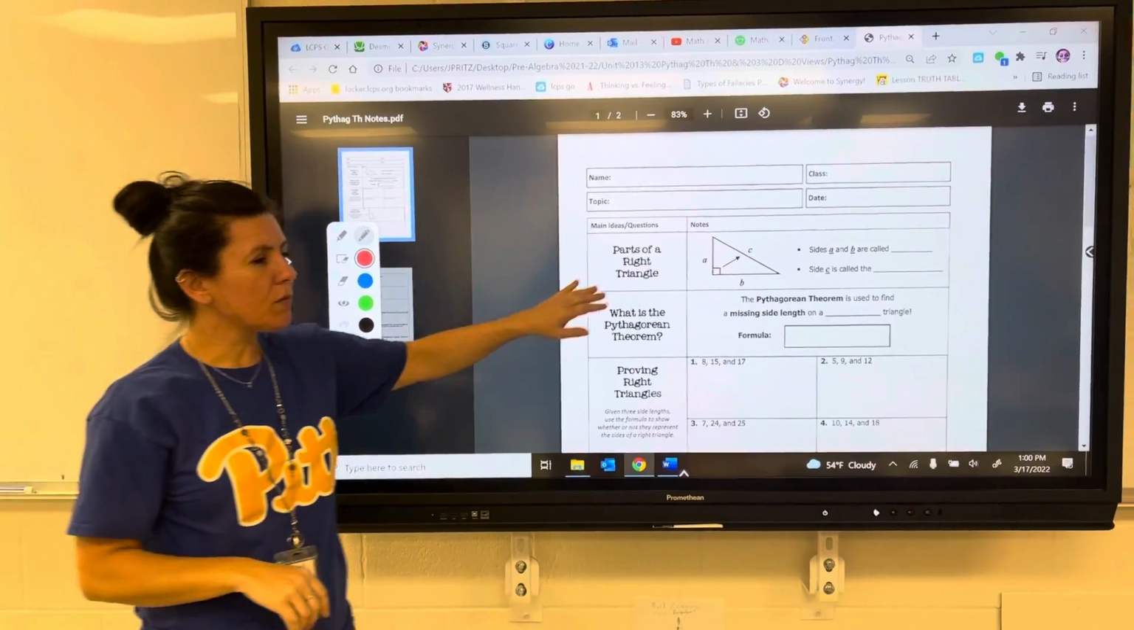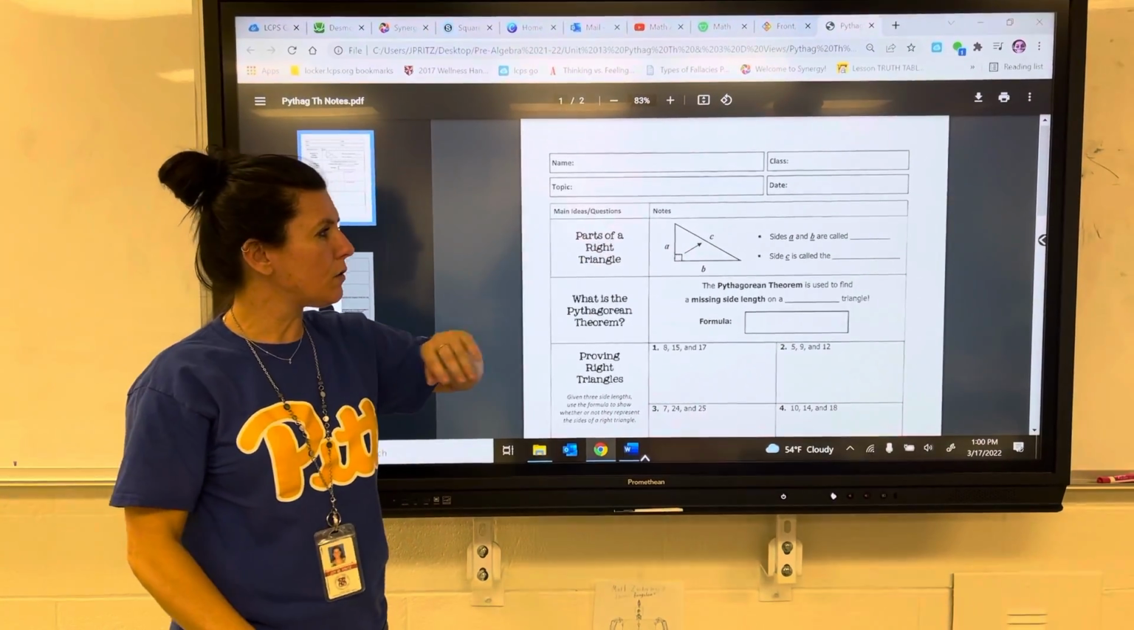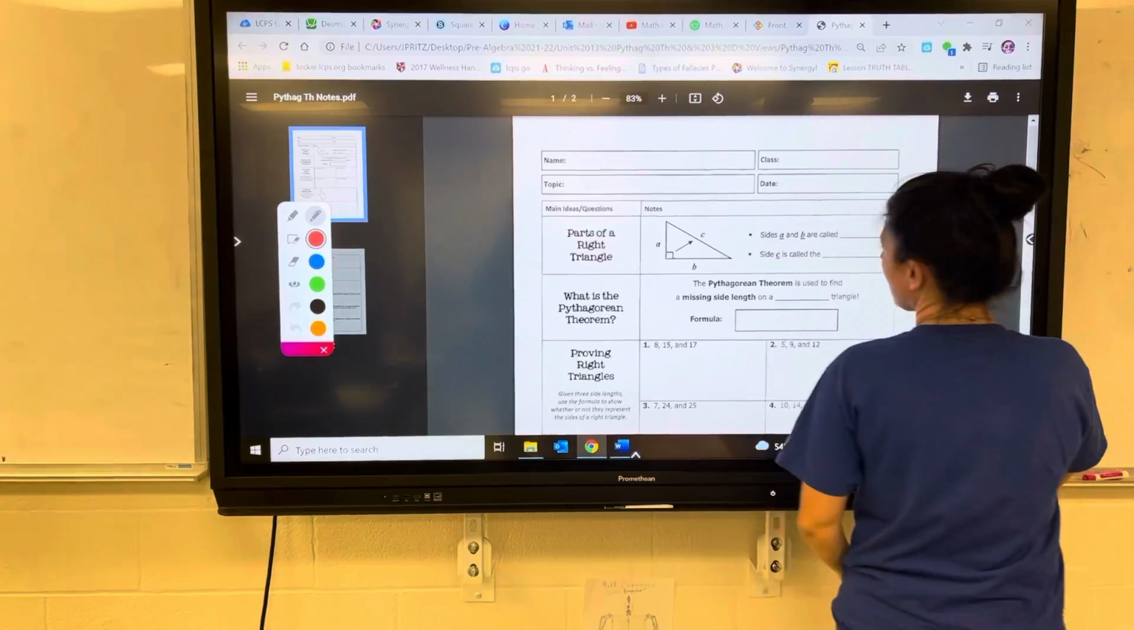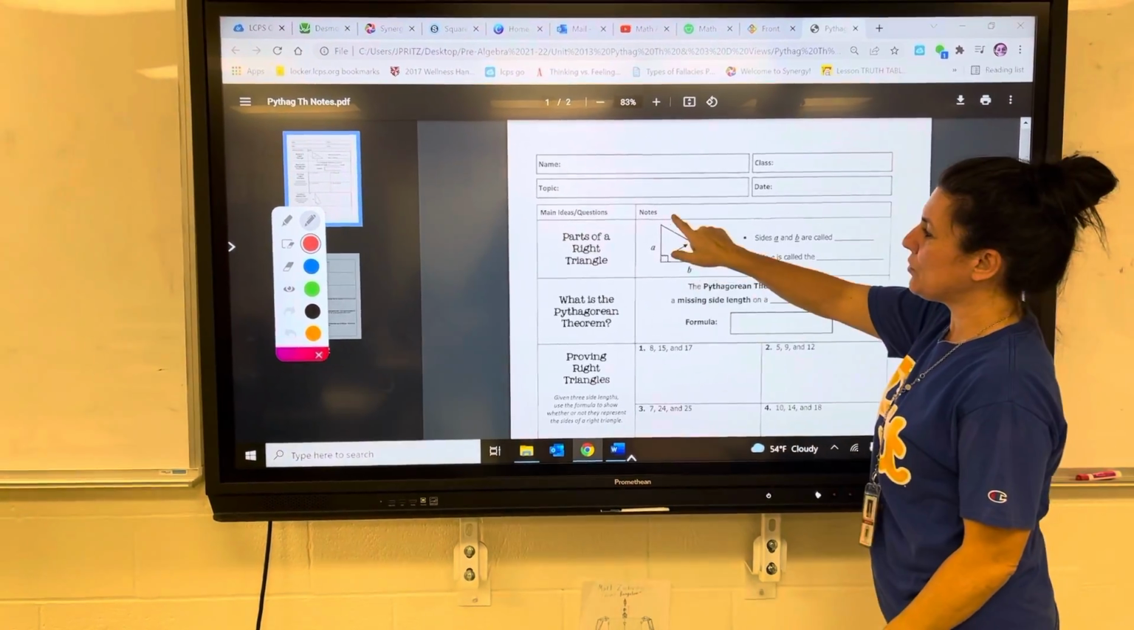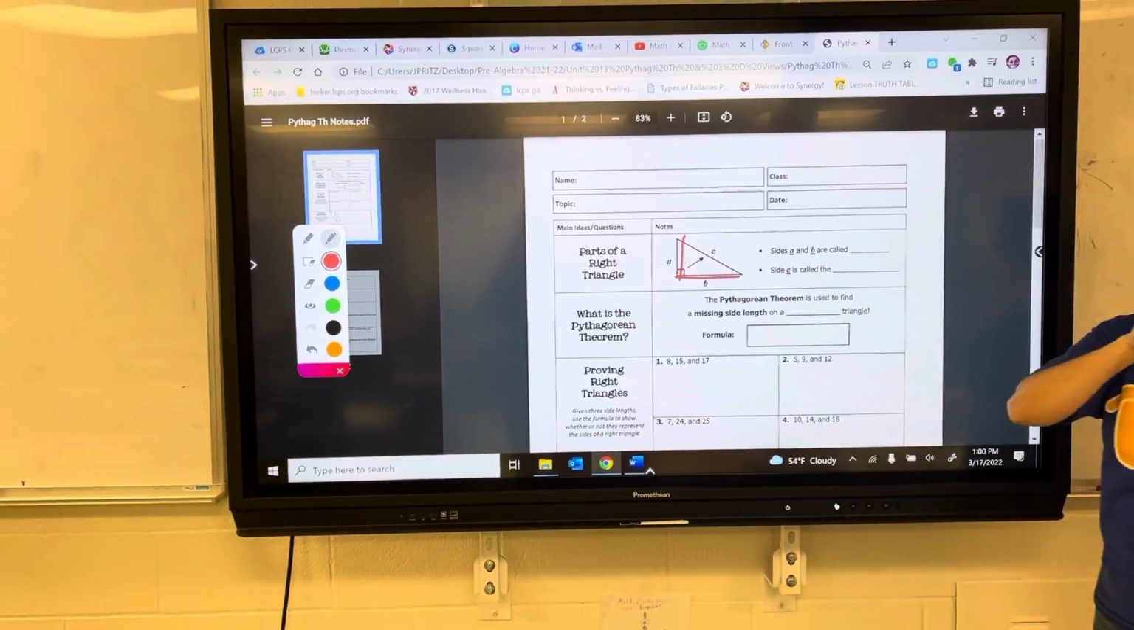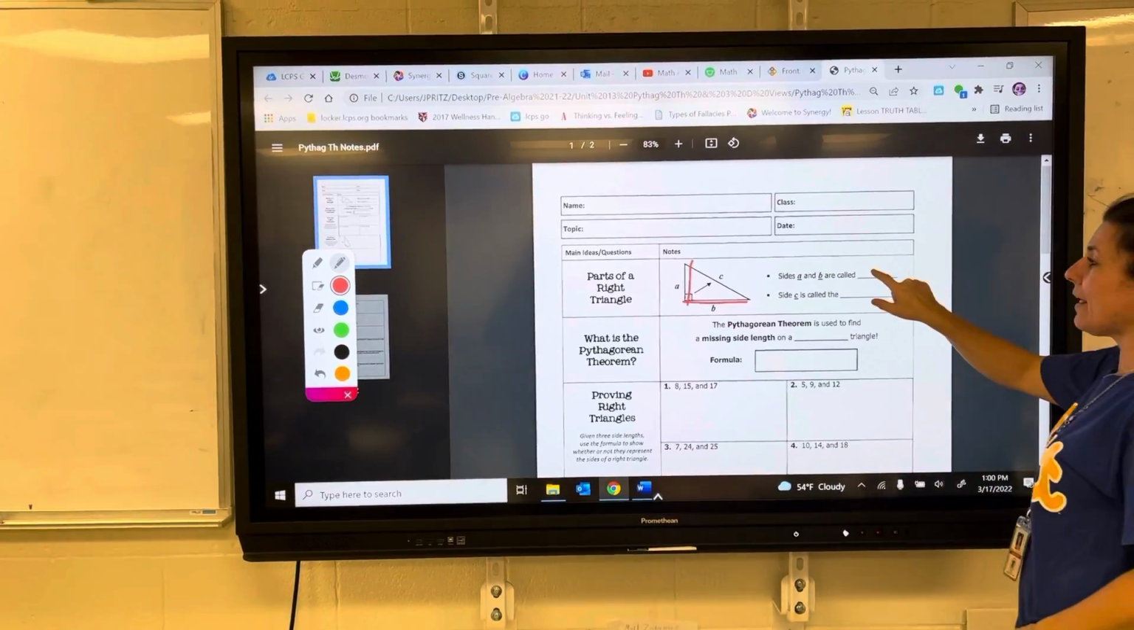Pythagorean theorem, let's start with the basics and the parts of the triangle. Looking at this first part, the A and the B side are the two sides that form that 90-degree angle, and those are called the legs.